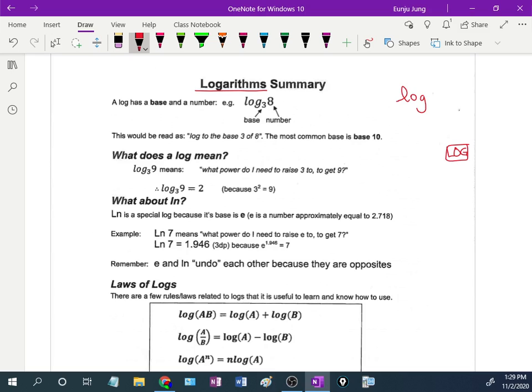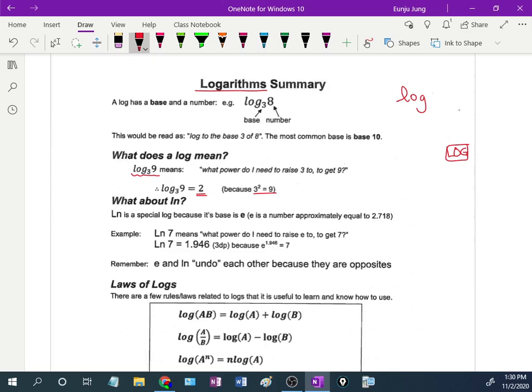So when we write log with base 3 of 9, that means what power do I need to raise 3 to get 9? That's the meaning. In other words, I can consider writing 3 to the second power is 9. So the answer is the number 2, because I need to raise to the power of 2 to get 9. So we write this way. That means what's the exponent, or what's the power? That's the question, okay? And that is the notation.